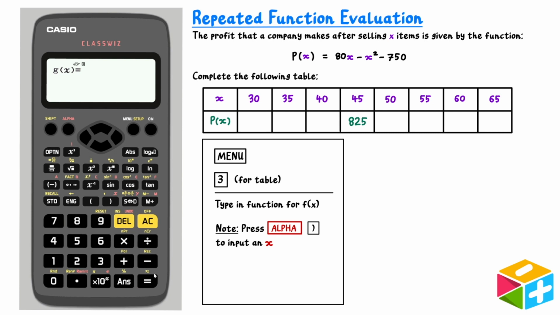The next screen gives us a prompt to input g of x. This can be useful if we want to evaluate two functions at the same time. However, in our question, we just have one function. So we can skip over this part by leaving it blank and pressing the equal sign.